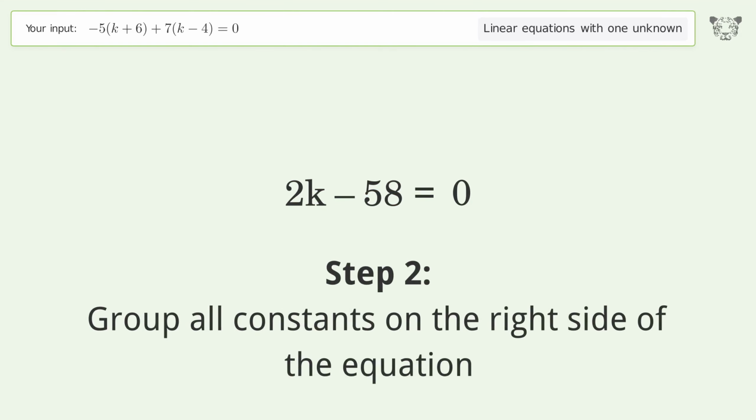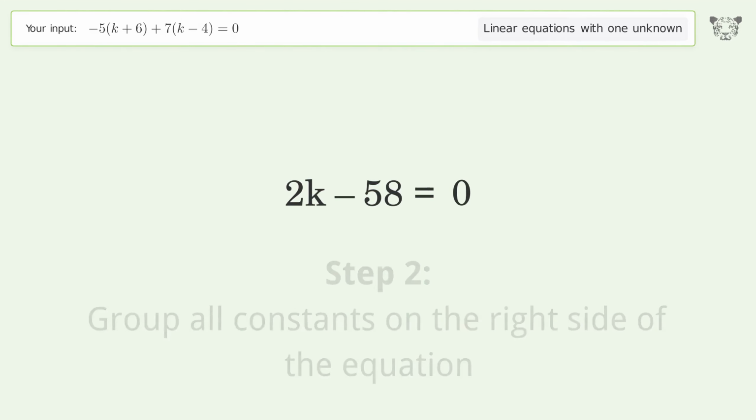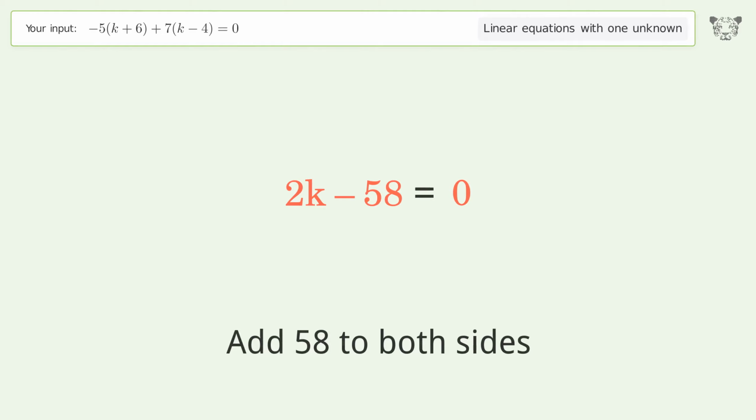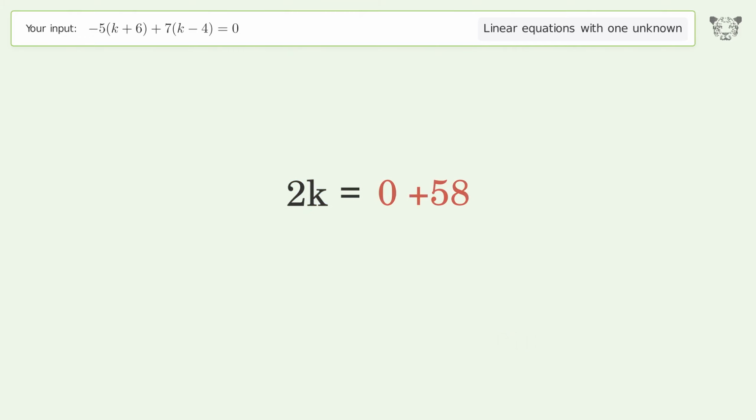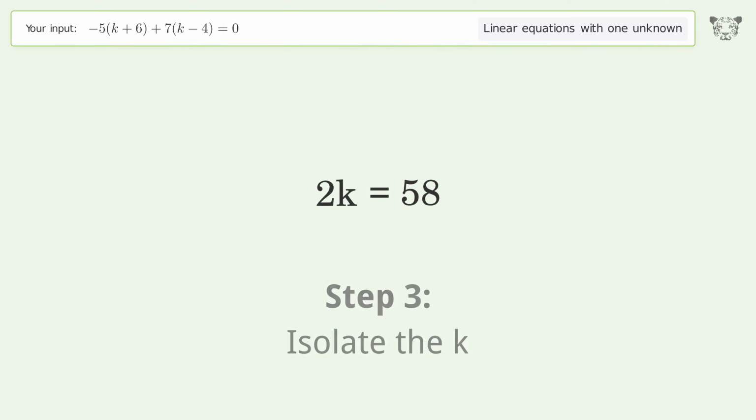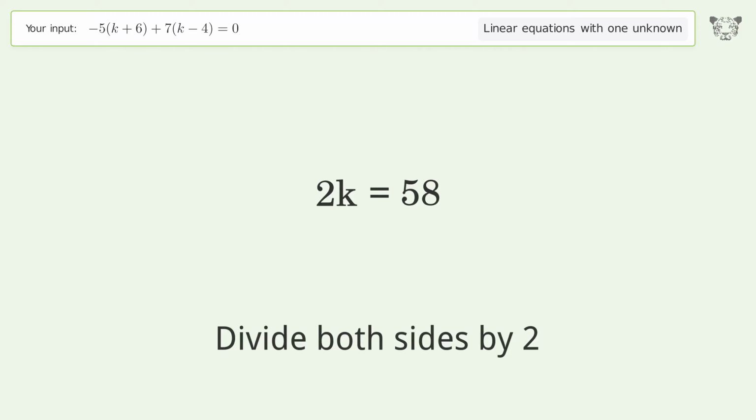Group all constants on the right side of the equation. Add 58 to both sides. Simplify the arithmetic. Isolate the k. Divide both sides by 2.